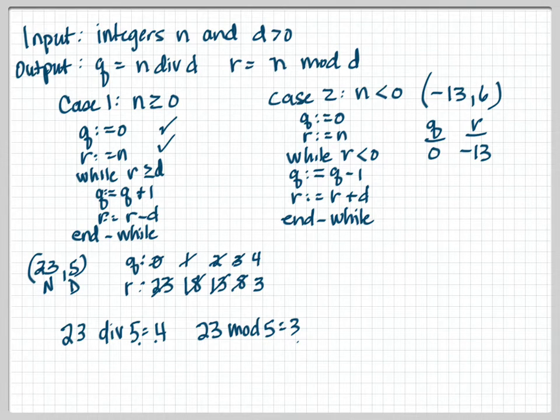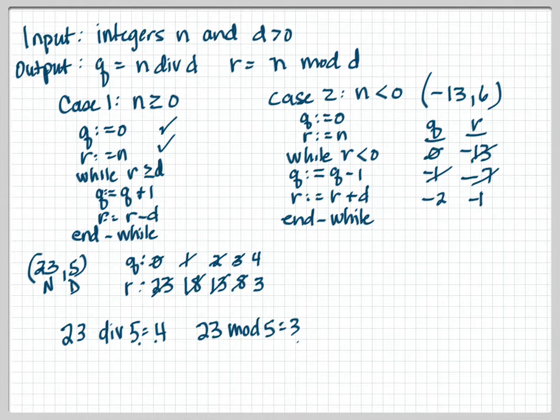As long as R is still less than 0, then I continue and I subtract 1 from Q. And then R plus D. So minus 13 plus 6 is minus 7. I come back up, minus 7 is still less than 0. I subtract another 1 from Q, I get minus 2. Then minus 7 plus 6, and I get minus 1.